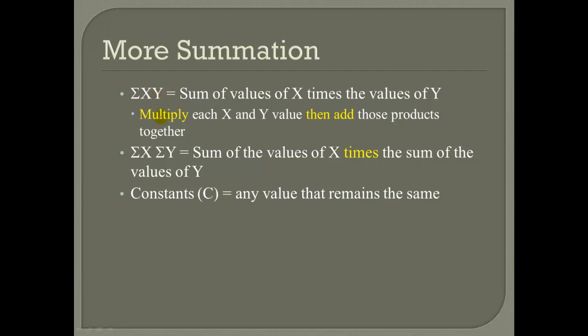But again, this is essentially telling us to multiply each x and y value, then add those products together. So we would multiply this first and then take the sum of all of this. This will make a little bit more sense after we go over our order of operations stuff on the next slide. This one's telling us the sum of the values of x times the sum of the values of y. One last thing you want to remember is that a constant is any value that basically remains the same if there's no variation in it.